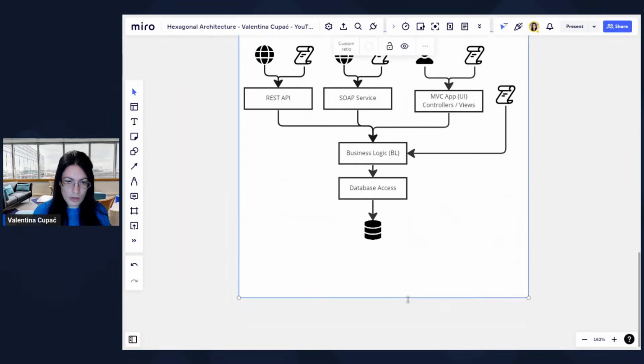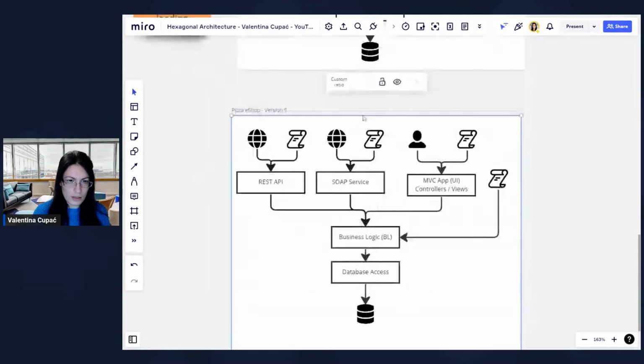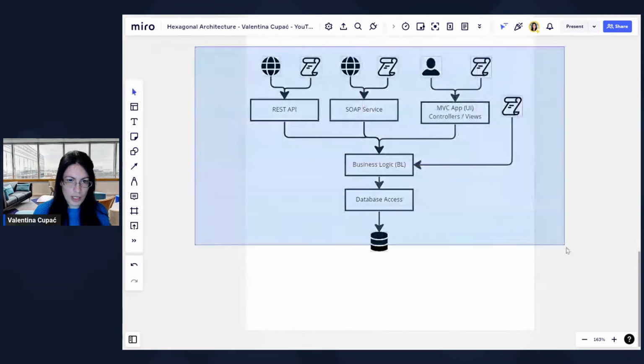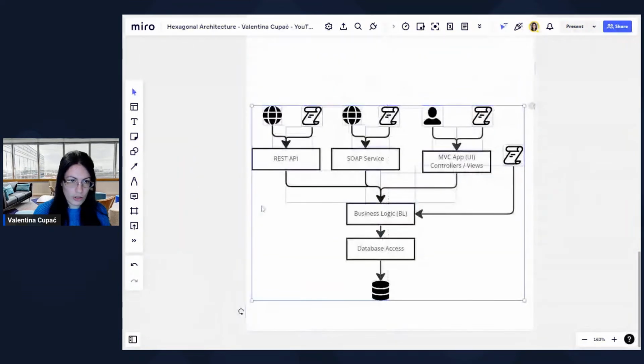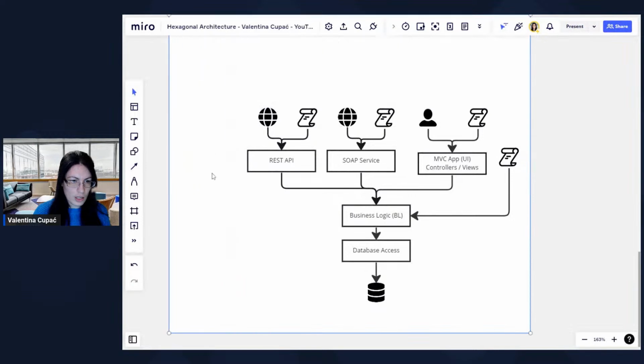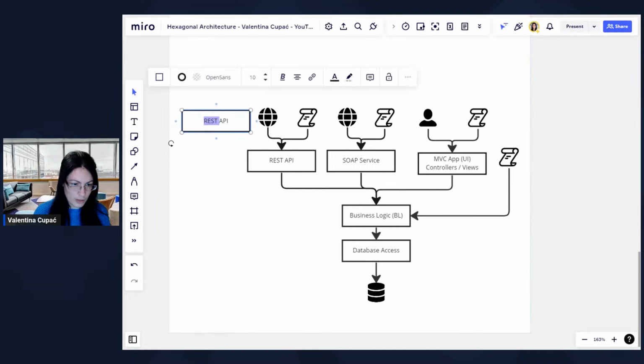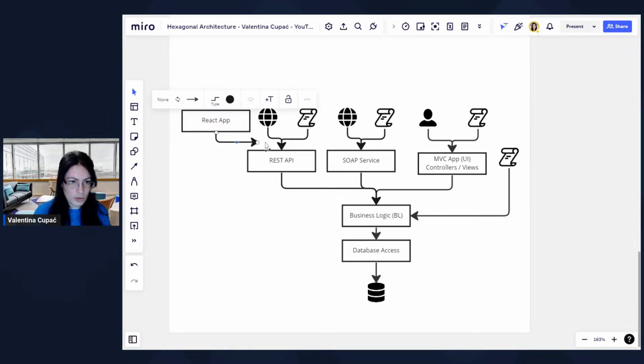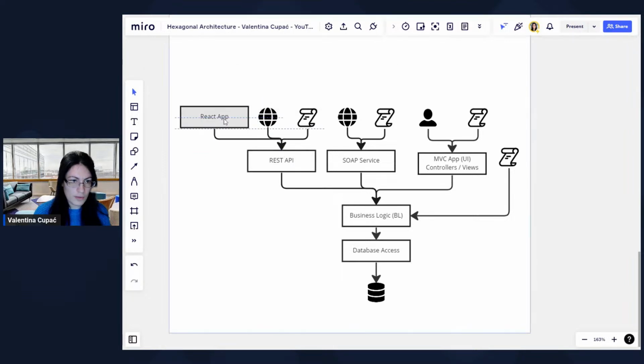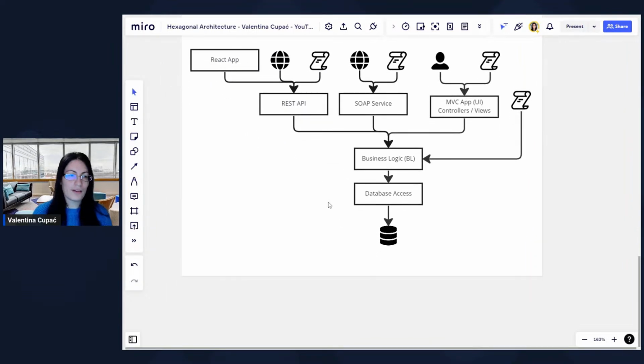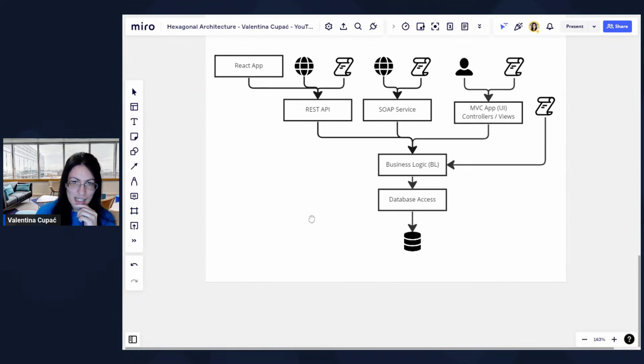So our team is going to be making some kind of a React application, and let's see where it's going to go. So our React app would connect to our REST API. So there we go, problem solved. This is our own internal React application connecting to our REST API. Great. But now let's see what else is happening.